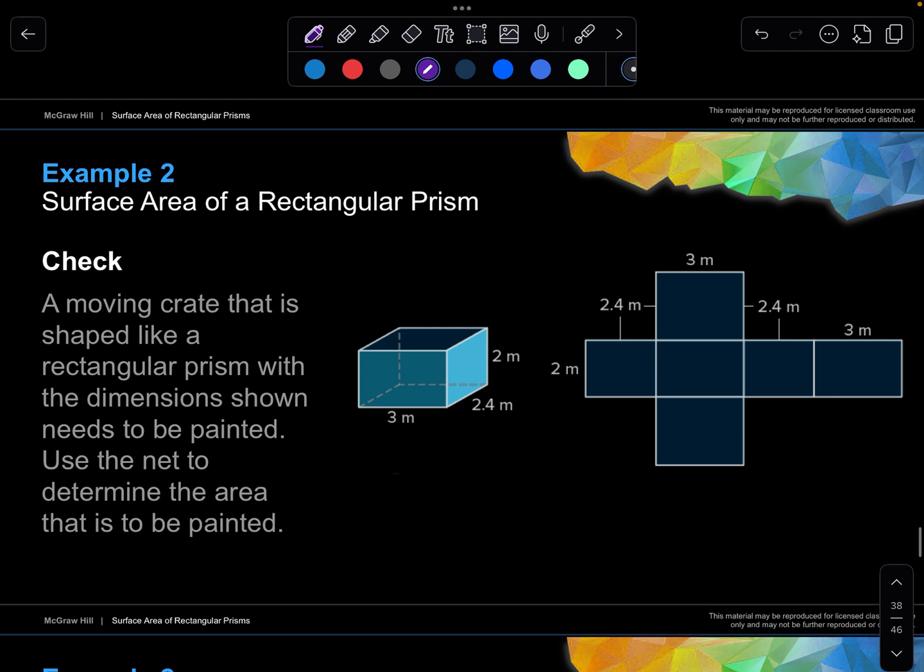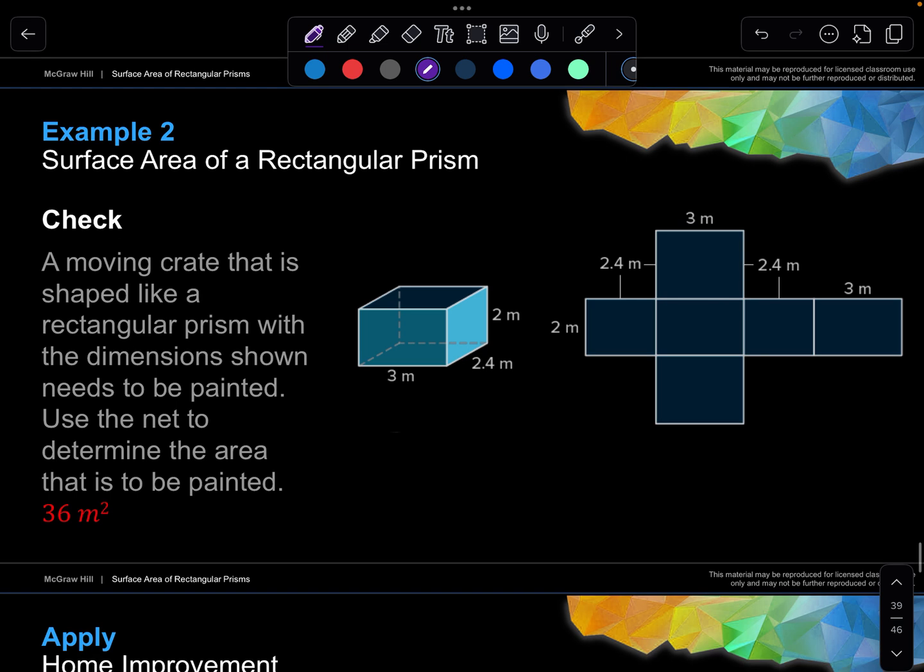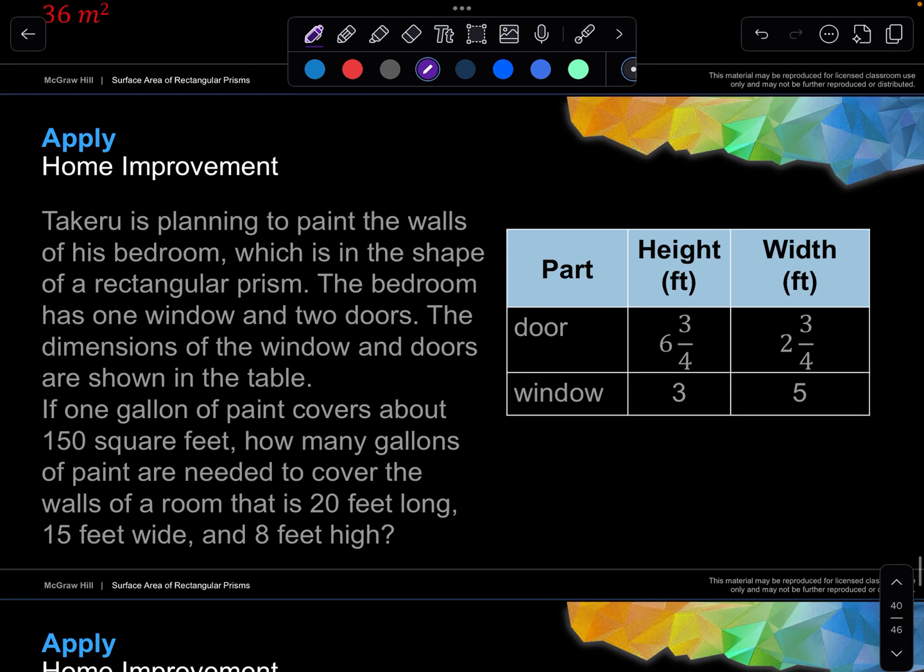Okay, pause and do this check problem on your own, and I'm going to move on. Okay, here's your solution. Now, let's look at this applied problem. This is not just the surface area. You have to think about the question clearly.